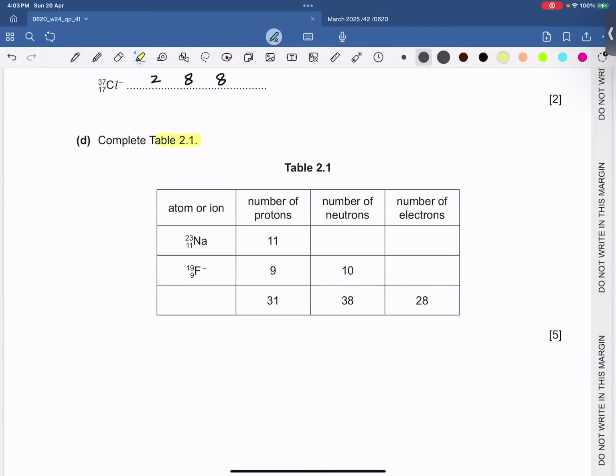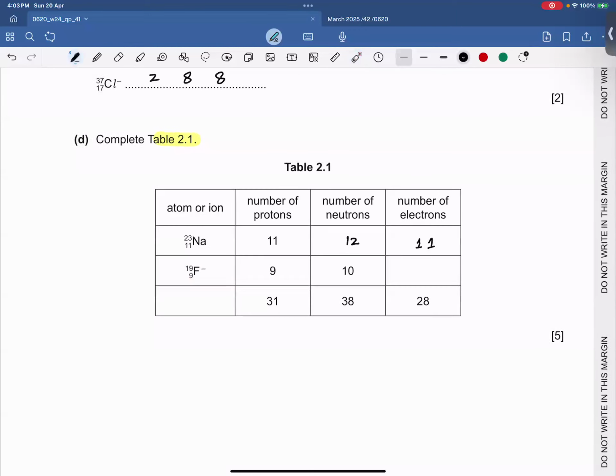Sodium has an atomic number of 11, which means it has 11 protons and 11 electrons. And if you subtract 23 minus 11, you will get 12 neutrons. Okay. Now this is the fluoride ion. Atomic number is 9, which means it has 9 protons. And obviously it's going to be 10 electrons because of the negative charge. 19 minus 9 becomes 10 neutrons.